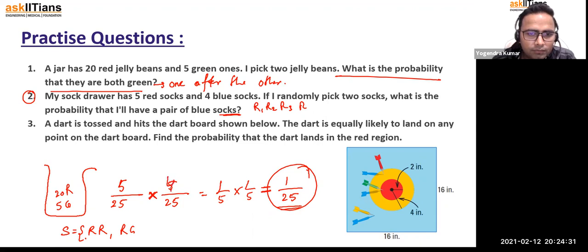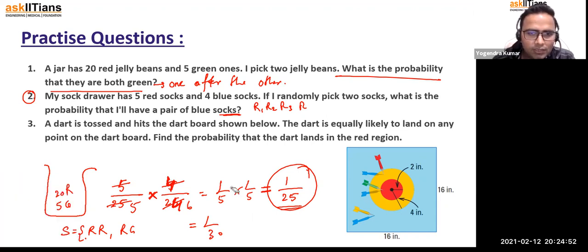Now here 4. We want both green. So 4 divided by what? 24, right? So this should be the correct answer. Yes, right. 5 fives are and 4 sixes are, so we get 1 by 30, right? So please correct the answer.